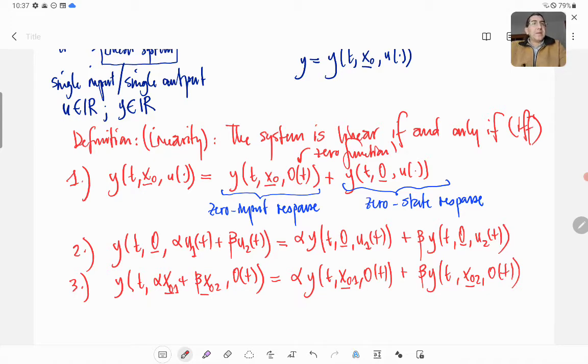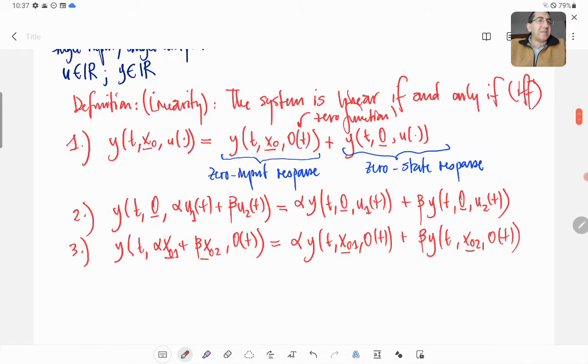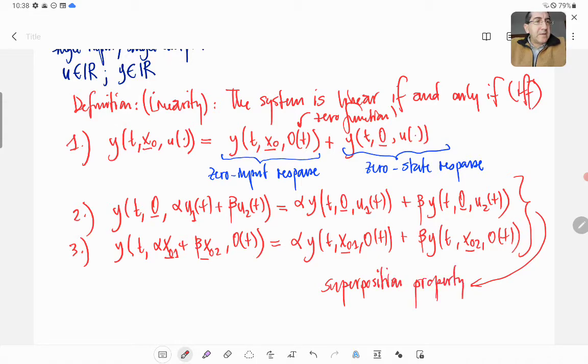Now you see the last two actually have a special name. This is known as the superposition principle, the superposition property, that really comes over and over again.